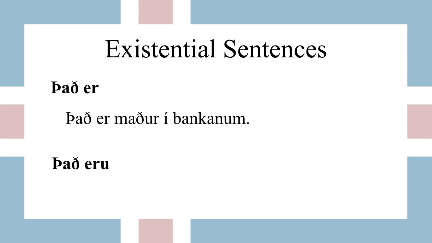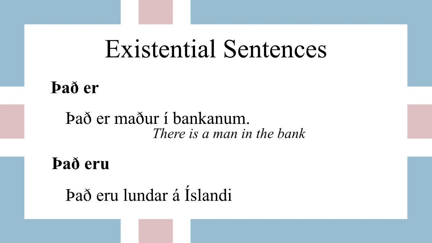So the example for það er is það er maður í bankanum. There is a man in the bank. So even though the technical meaning of the word is it is a man in the bank, the translation here is one of these existential sentences. There is a man in the bank. Same with það eru lundar á Íslandi. There are puffins in Iceland. And again here, það eru means, technically it means it are, but in this case it makes an existential sentence. There are puffins in Iceland.